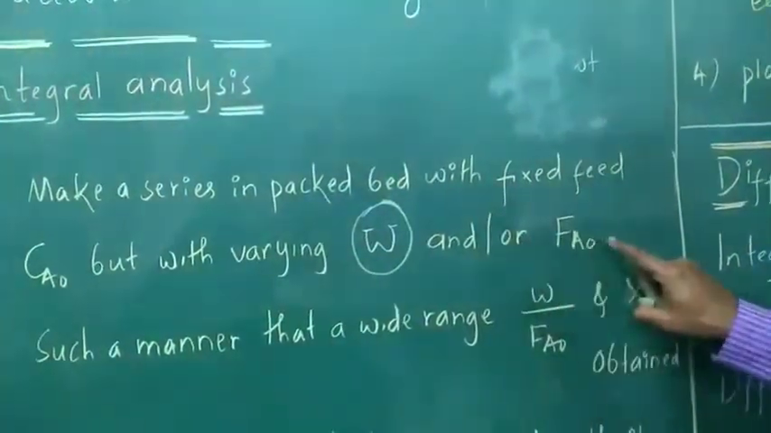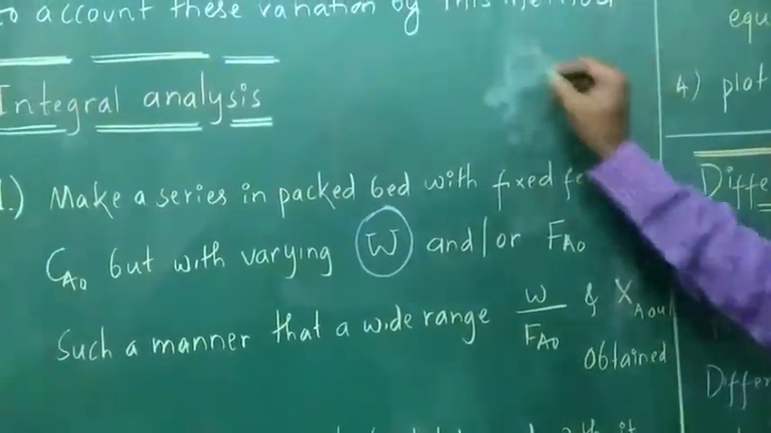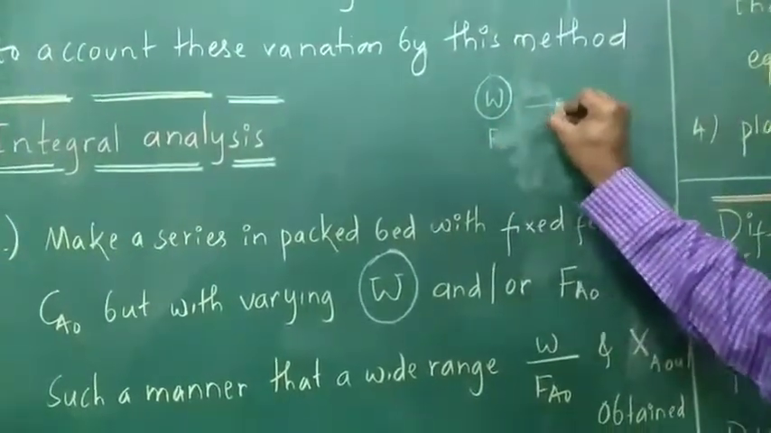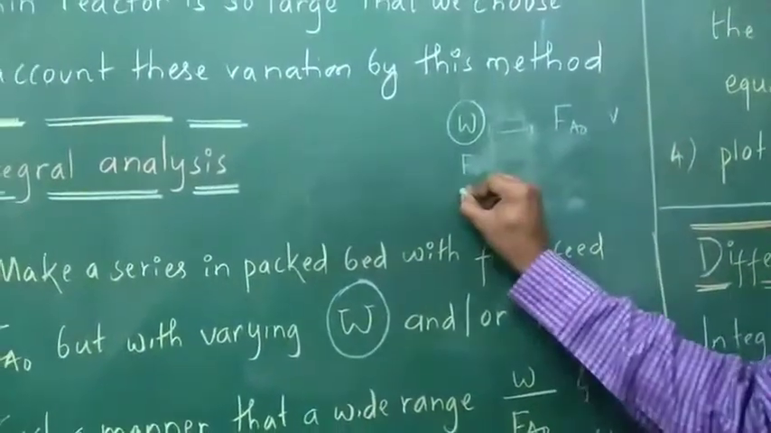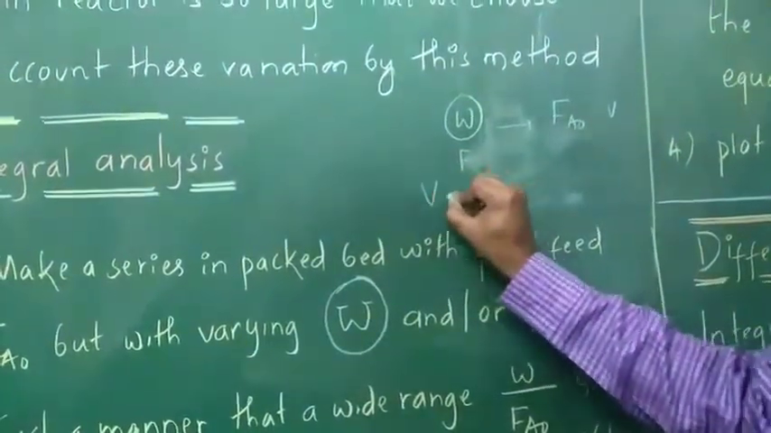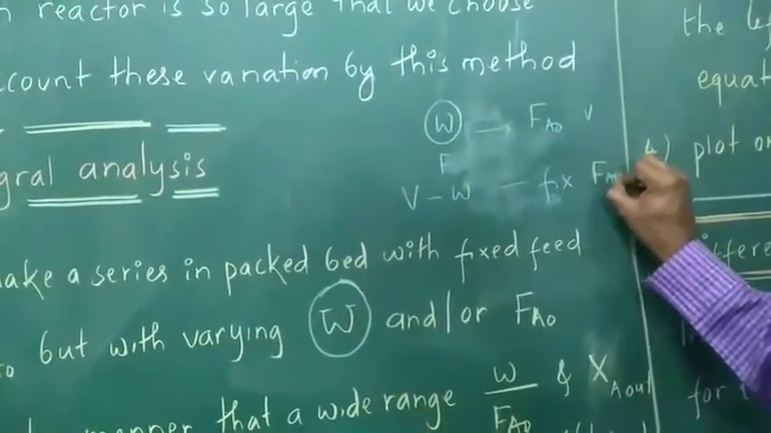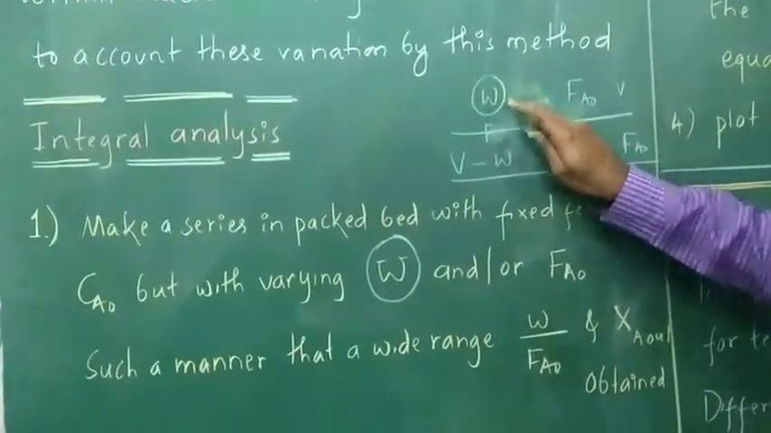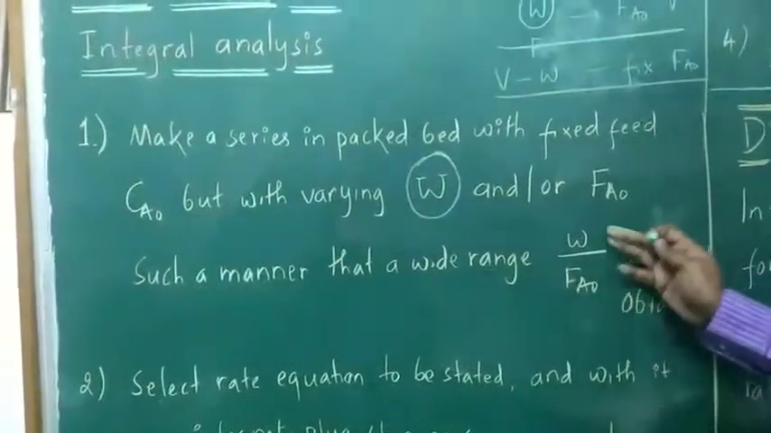So therefore, W by FA naught. FA naught can be varied, or W. Suppose you fix W and vary FA naught. So this is one case you can vary. Or you can vary W and fix FA naught. Anything is possible, okay? But do either one. So you can go for this or you can go for this. In such a manner, you will get a wide range of W by FA naught.